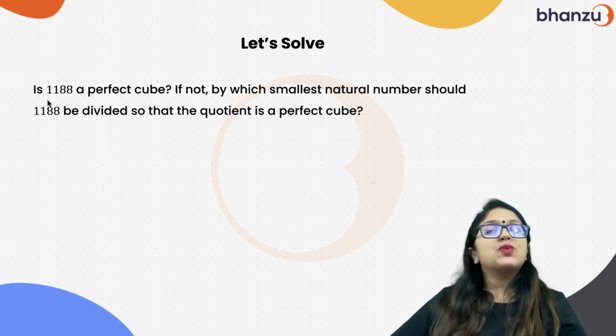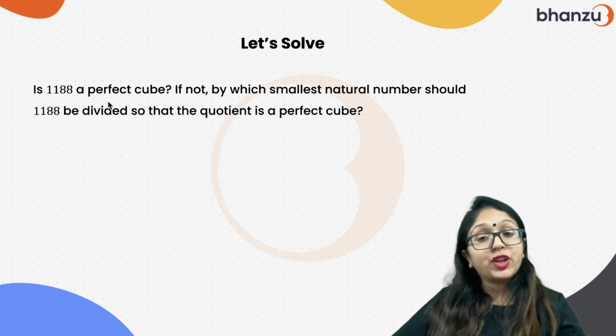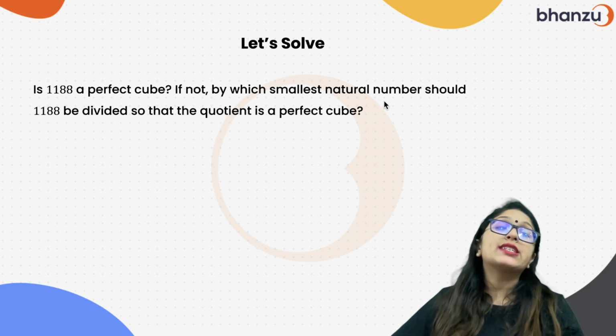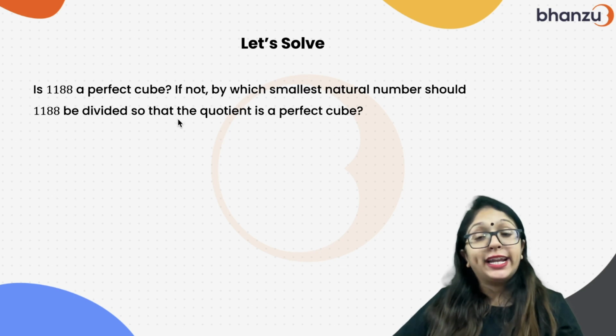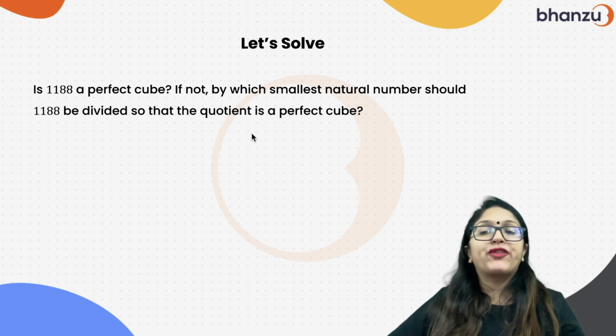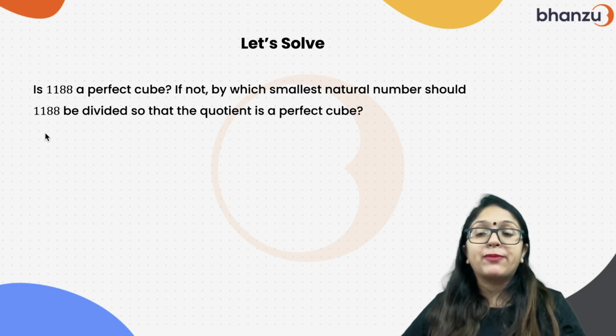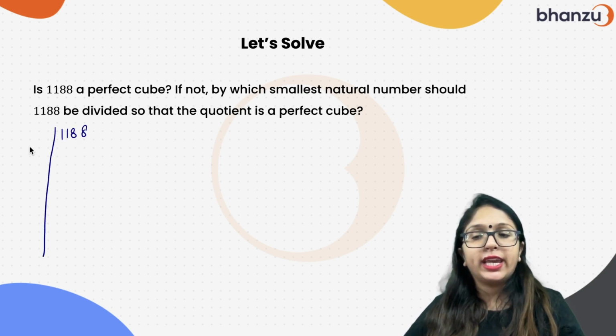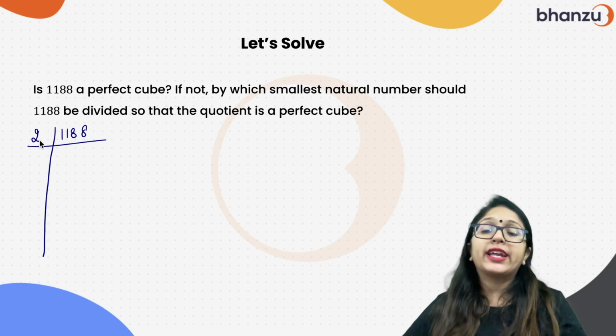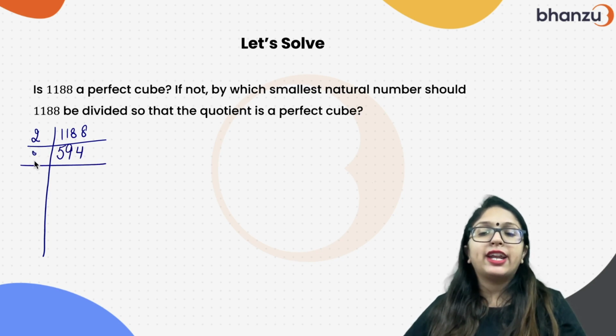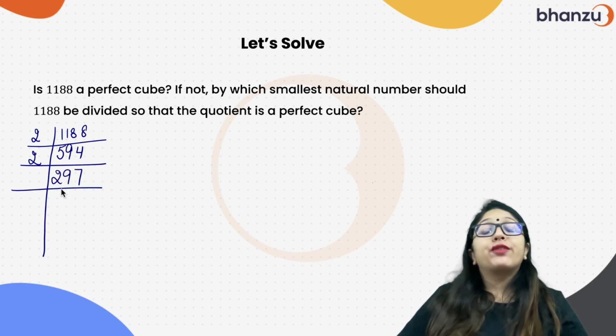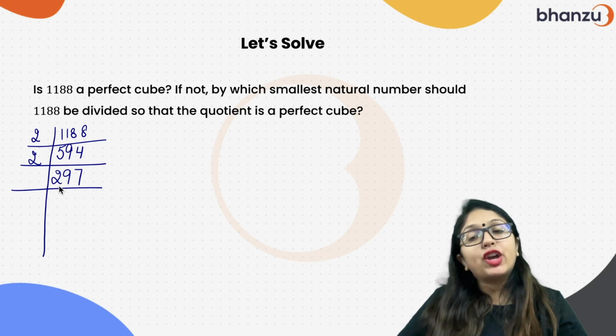It says, is 1188 a perfect cube? If not, by which smallest number should it be divided so that the quotient is a perfect cube? So let's quickly check the prime factorization of 1188 first of all, okay? Then we can divide by 2, we get 594. And then again divide by 2, we are going to get 297, then 99 and then 11 later. We cannot divide it by 2, so we will quickly check if we can divide it by 3 or not.